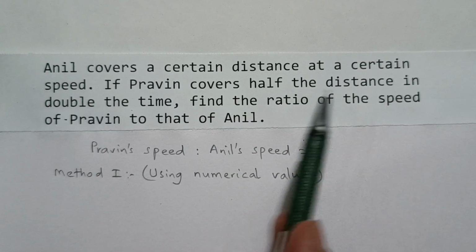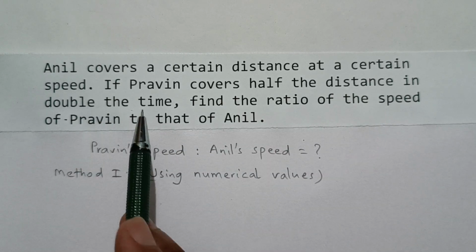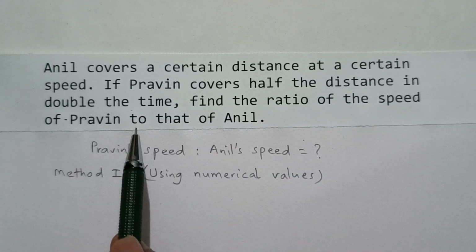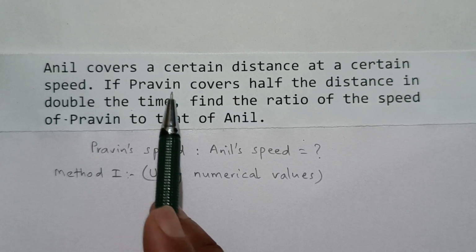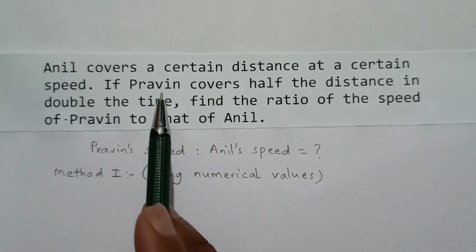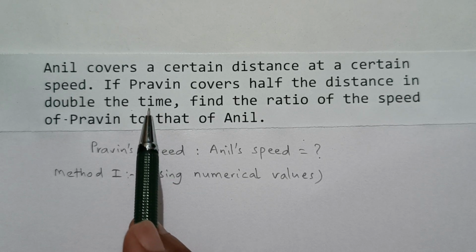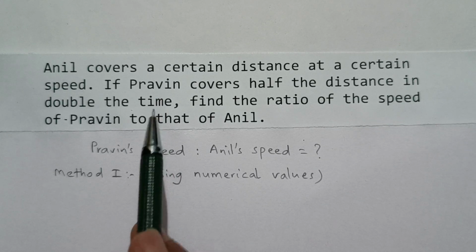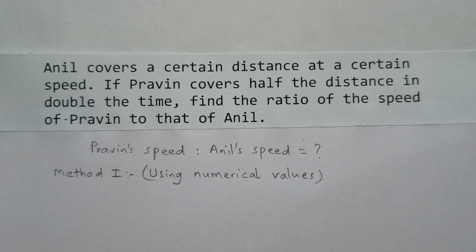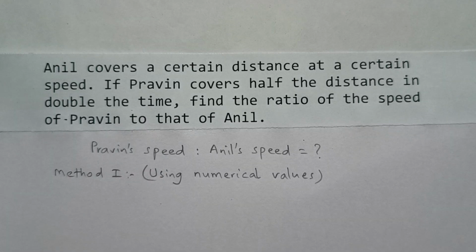Now let us go through the second statement. If Praveen covers half the distance in double the time, find the ratio of the speed of Praveen to that of Anil. Similarly, we can see that the distance travelled by Praveen in numerical terms is not given to us. And also, the time taken by Praveen in numerical terms is not given to us. So for both Anil and Praveen, the numerical values are not given in this question.